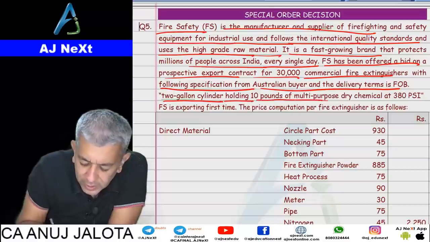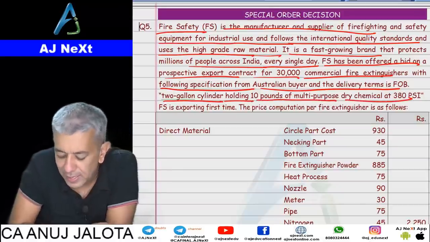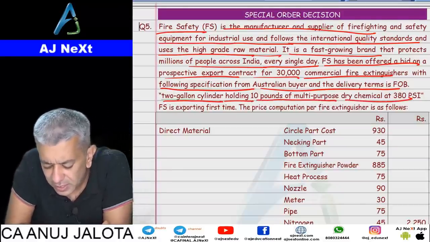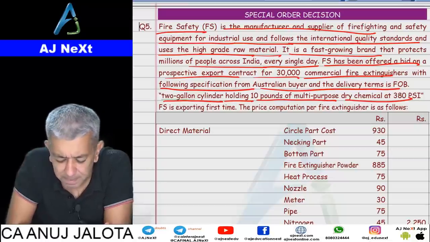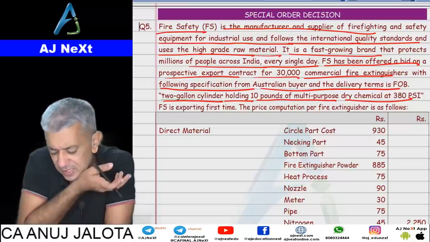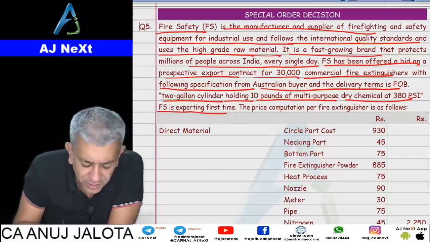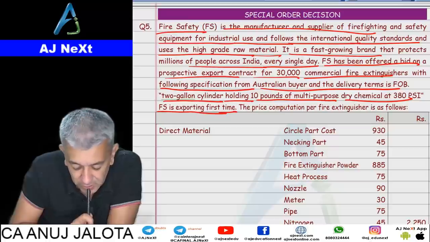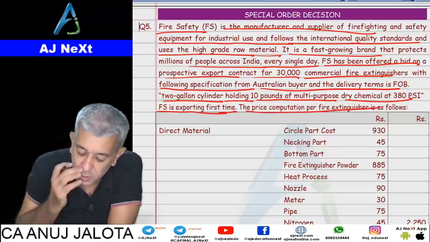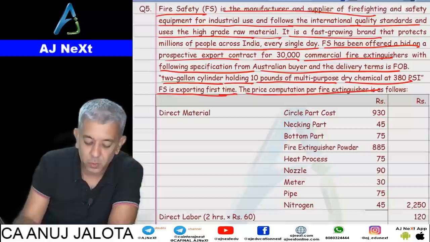2-gallon cylinder holding 10 pounds of multi-purpose dry chemical at 380 psi. Okay, psi in this case is per square inch, I think, or something like that. Okay, further, the company is exporting for the first time. Now this will help us to comment. Actually, the price computation per fire extinguisher is as follows.